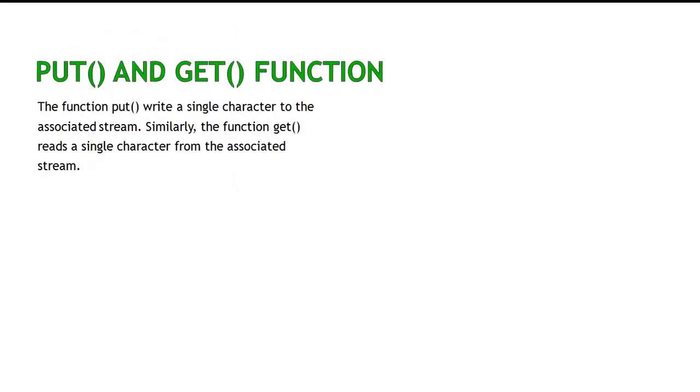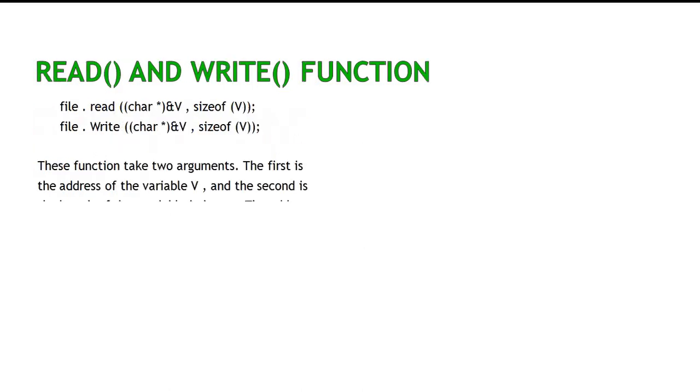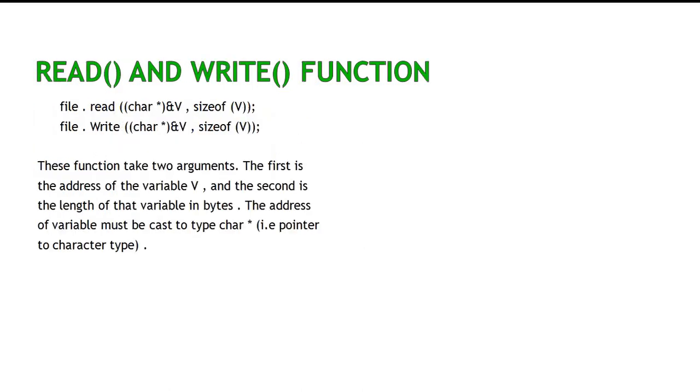Put and get functions. The put function writes a single character to the associated stream. Similarly, the get function reads a single character from the associated stream. Read method and write method functions: file.read character size of process, file.write character size of process.